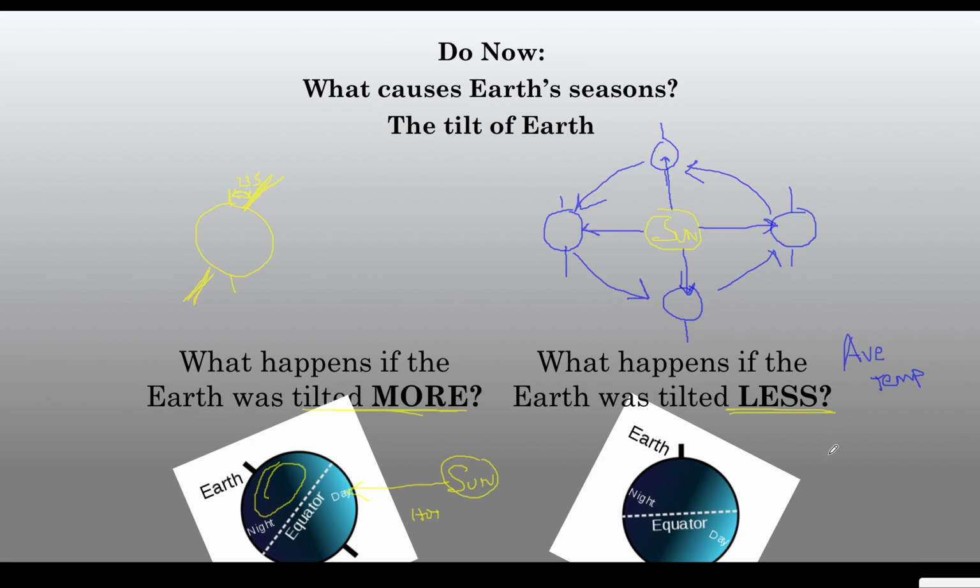We wouldn't see winter and fall. Everything might seem similar to fall. It really depends on what the exact tilt would be. So if we were more tilted, we would be more extreme: hotter summers, colder winters. Less tilted, more average. We'd have mild temperatures all year round.